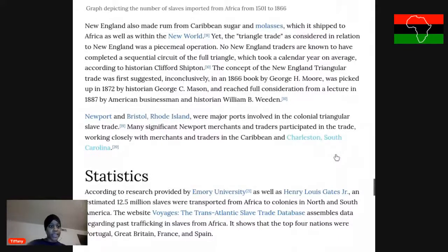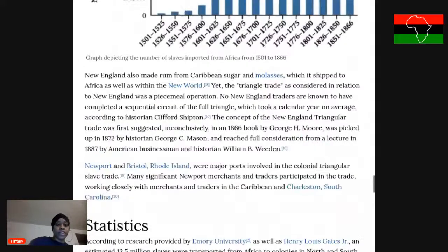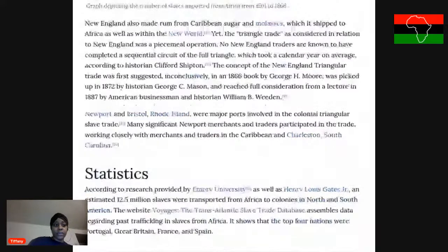Now it says New England also made rum from Caribbean sugar and molasses, which it shipped to Africa as well as within the New World. Yet the triangle trade, as considered in relation to New England, was a piecemeal operation. No New England traders are known to have completed a sequential circuit of the full triangle, which took a calendar year on average, according to historian Clifford Shipton.